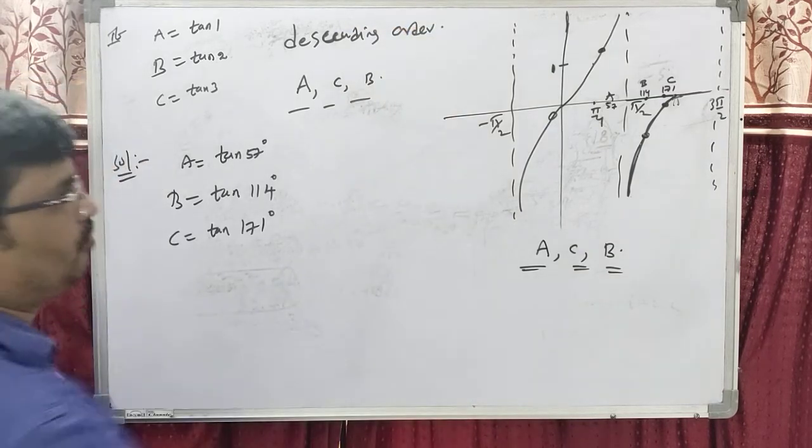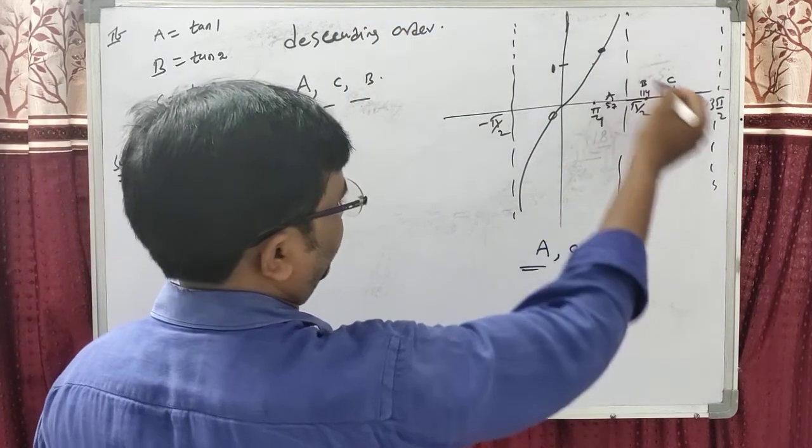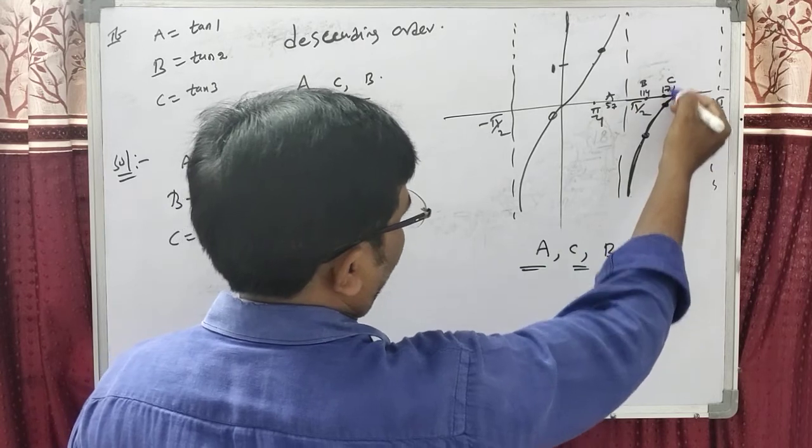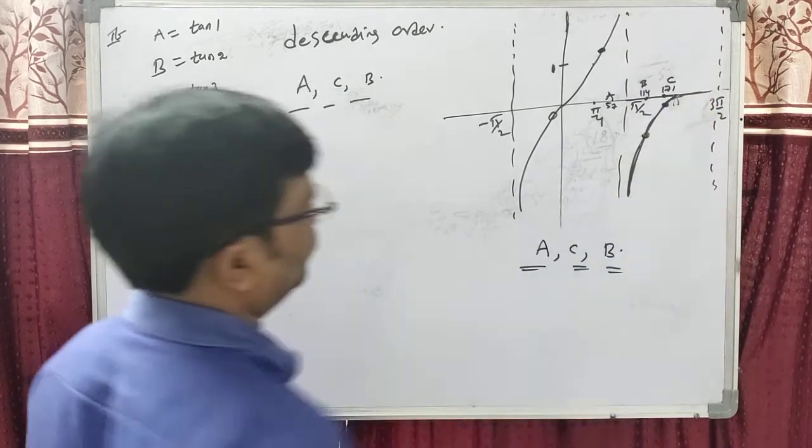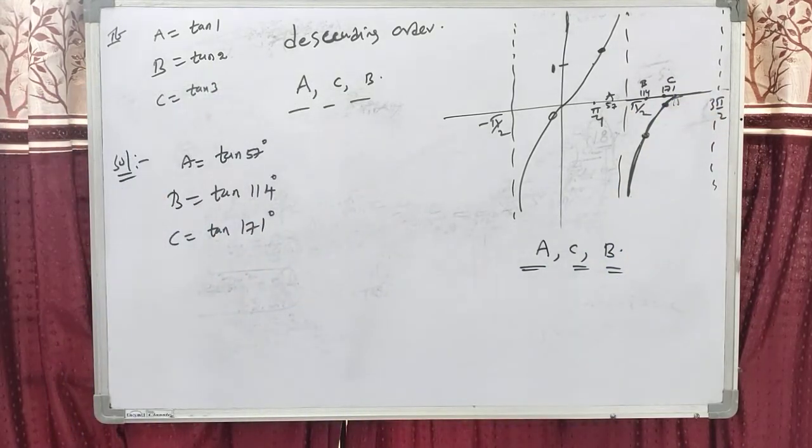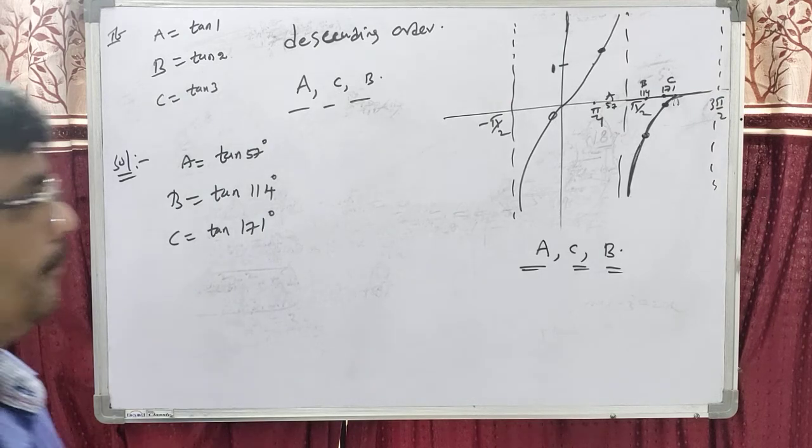From the graph, the big value 57 is A. The next big value, 171, is C. Okay students, now this is the graph of tan x. Write it down, students.